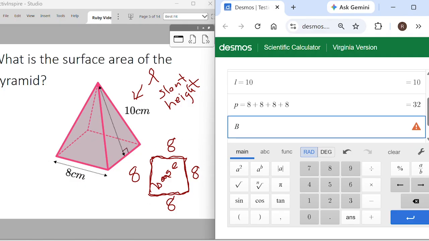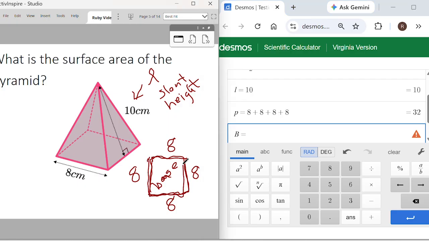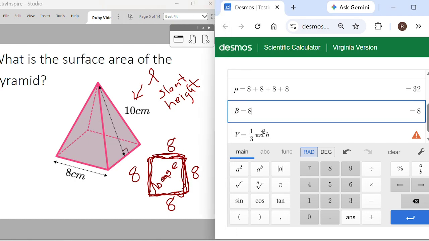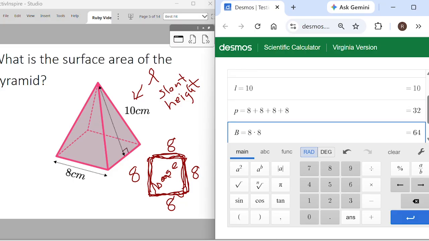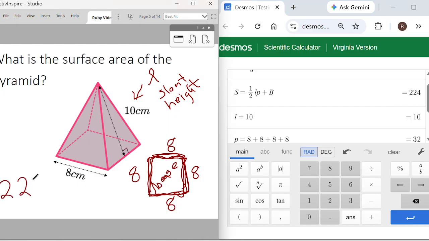Now, I need to figure out what big B is. Remember that big B is the area of your base. And how do you find the area of a square? Well, you multiply side times side. So I'm going to multiply 8 times 8. And then I'm going to scroll down. And my surface area is 224 centimeters squared. It's squared because it is surface area.